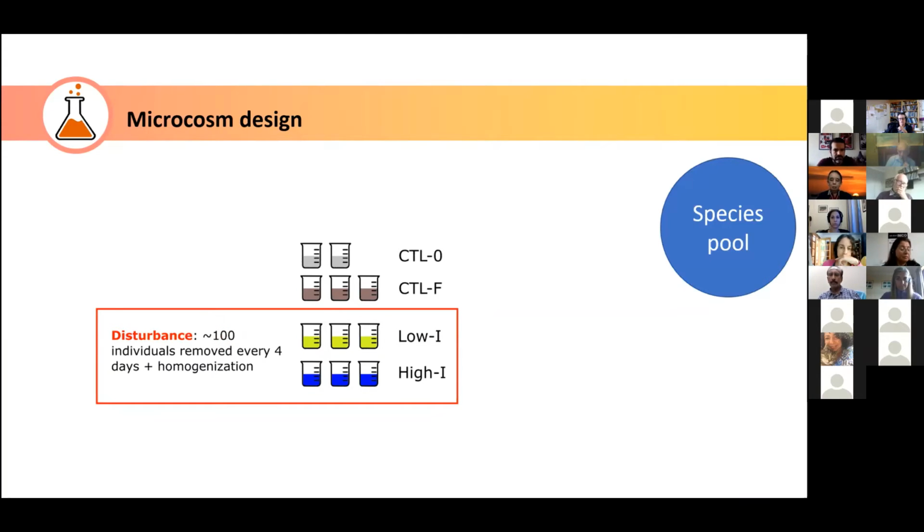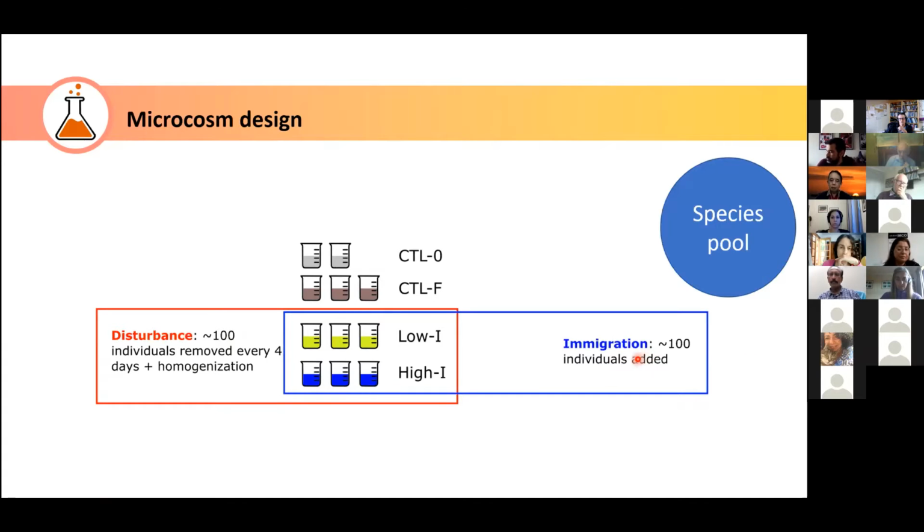So immigration events, on the other hand, consisted of adding 100 individuals. So we had 2 treatments: the low immigration treatment, with addition of 100 individuals every 6 days, and the high immigration treatment, with addition of 100 individuals every 2 days.